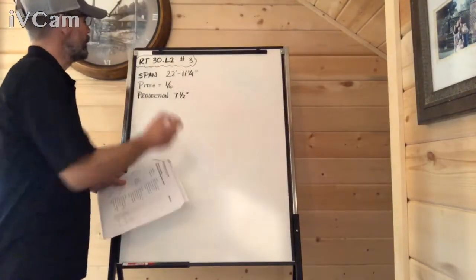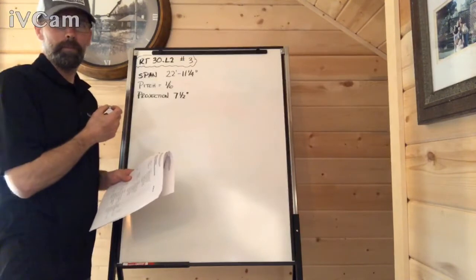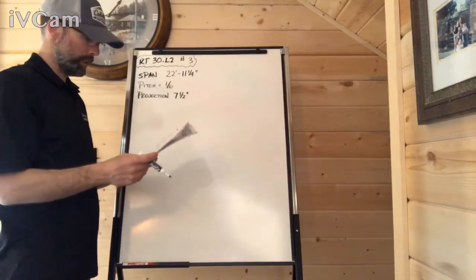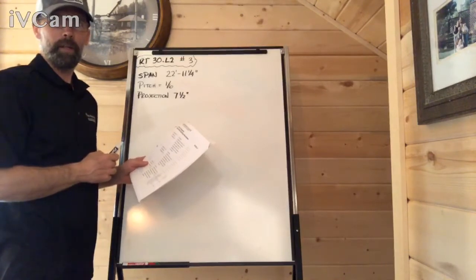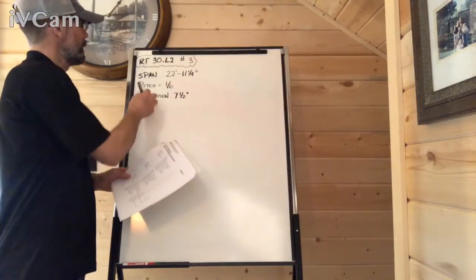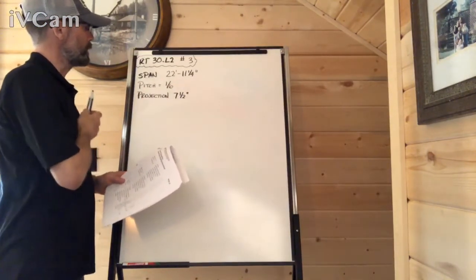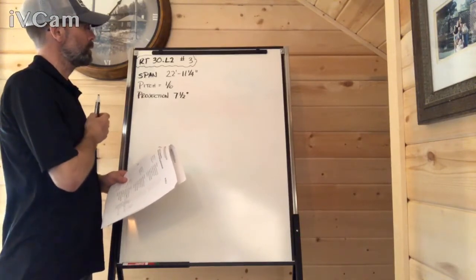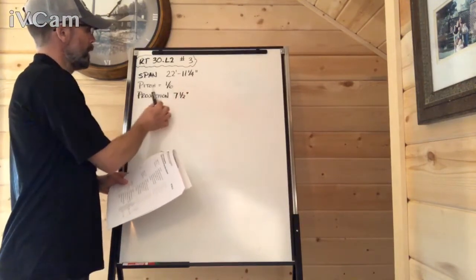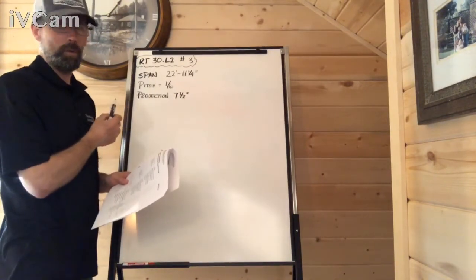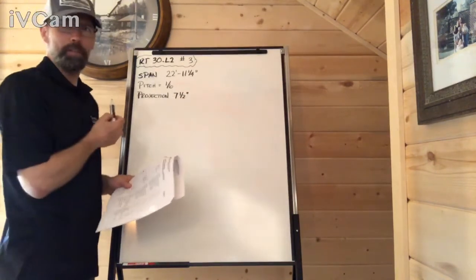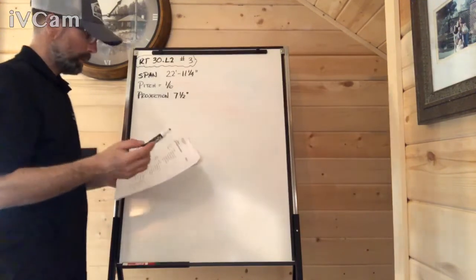All right, here's an example of Rt30. This is the worksheet that is now going to incorporate our overhang and the length of our overhang. This question is giving us a 22 foot, 11 1/4 inch span, a pitch of 1/6, and a projection of our cornice area of 7.5 inches.